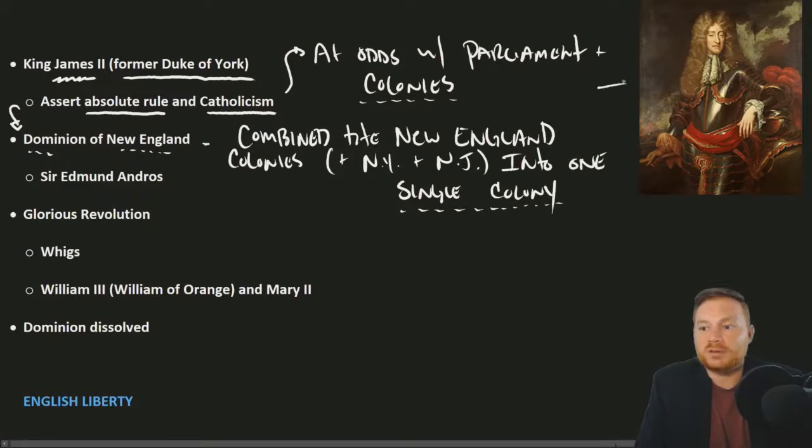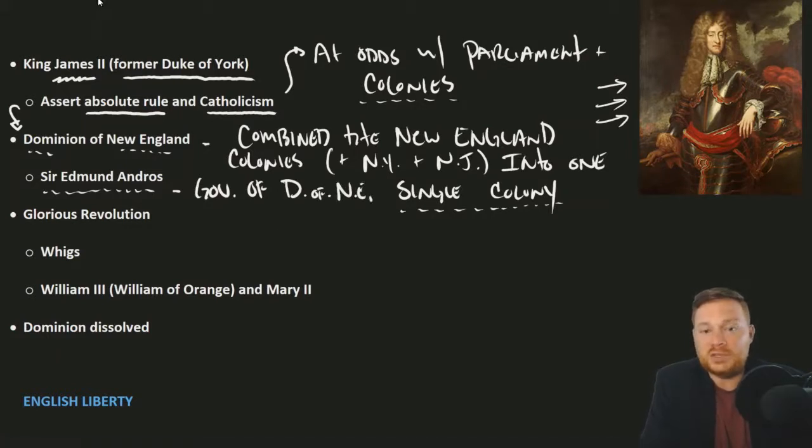Now, from the perspective of James and the British Empire, it makes sense. Why have a bunch of different little colonies that are all slightly different in their religious orientations, with different laws, different customs, et cetera? Let's just make one single colony and make it easier to rule. Sir Edmund Andros was appointed as governor of the Dominion. So we might say of Sir Edmund Andros, governor. We'll just say Dominion of New England for short.